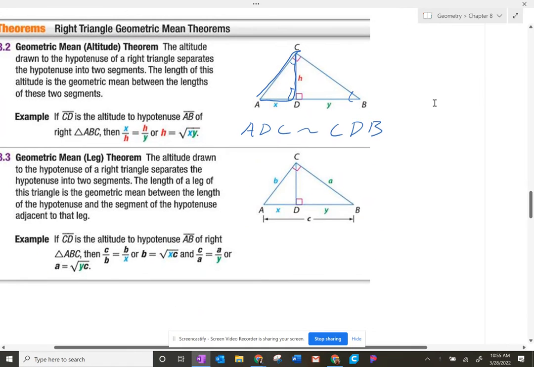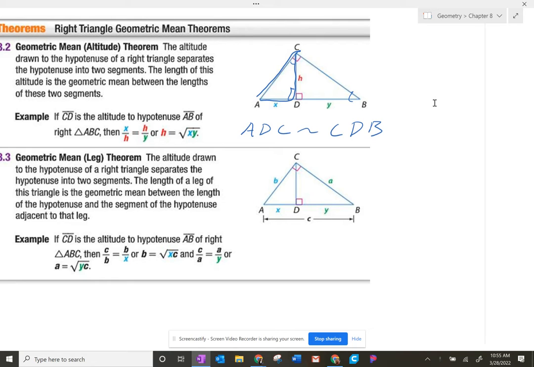So on to the very last part. I want to go over these right triangle geometric mean theorems. I'm not going to get too much into it, but again, this shape up here, based on what you guys just did, you can figure out that this triangle ADC is the same as CDB. It's going to follow the same rules.